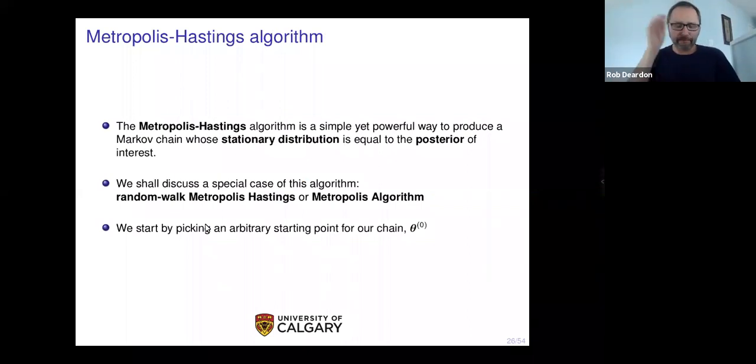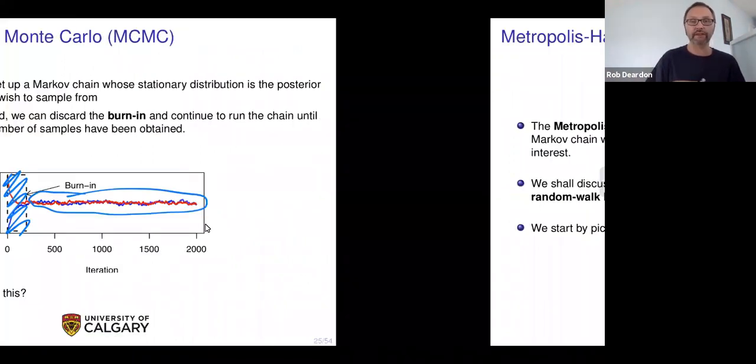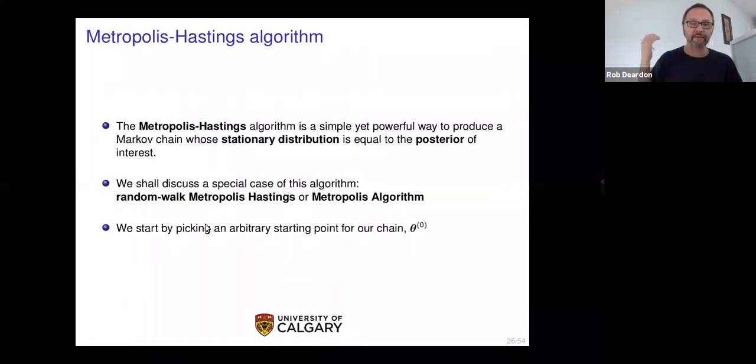So that might sound difficult, right? Set up a Markov chain which is going to converge to the posterior distribution. It actually isn't very difficult to do, and there are a number of ways to do it. Probably the most popular and most general method is something called the Metropolis-Hastings algorithm, which has a number of special cases. There are other methods as well.